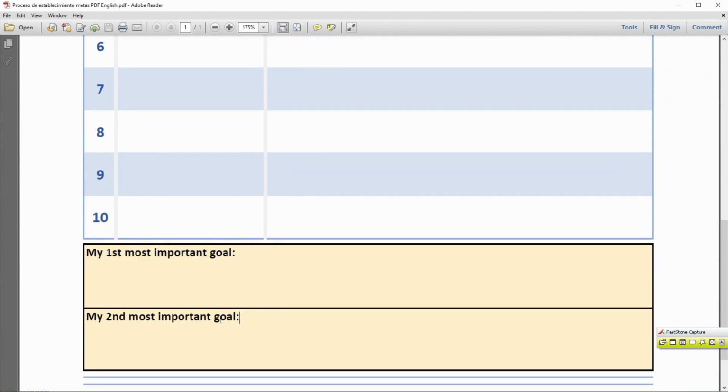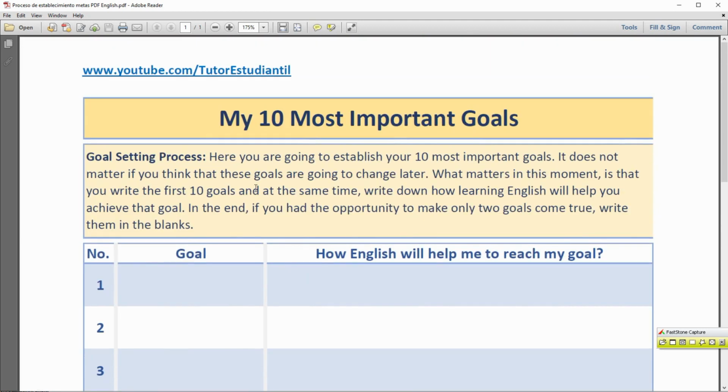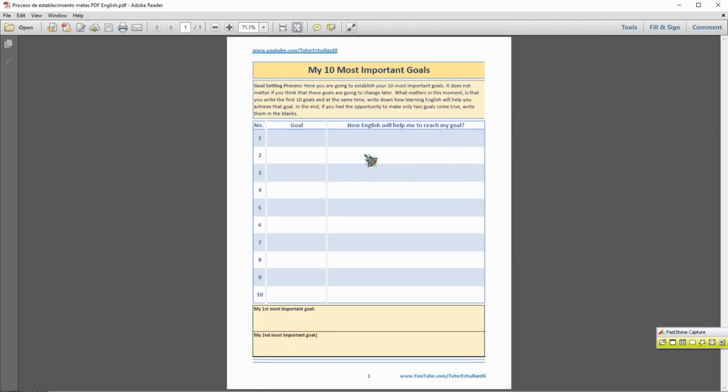Then, if I could meet 2 goals, what is the second goal I will choose? Well, now you have an idea of the 20% of the goals that will give you the greatest satisfaction in your life. Now think about it for a moment. How does learning to speak English relate to these goals? Ask yourself, how will learning to speak English help me achieve these 2 goals?